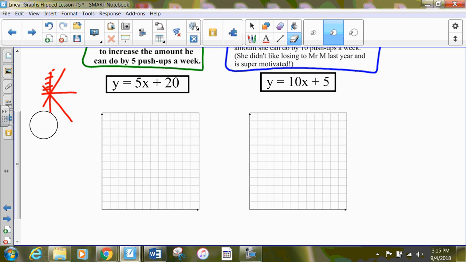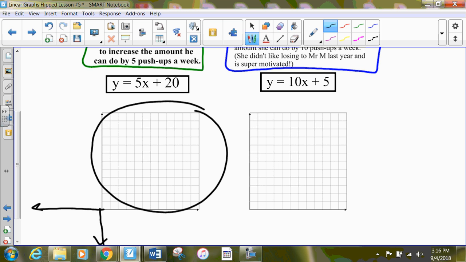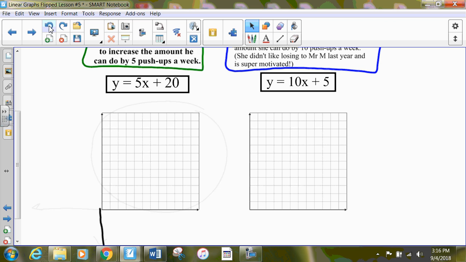First of all, you'll notice in a word problem, we only have part of the graph, right? Normally, our graph goes this way and this way, but we're only using the first quadrant because in the first quadrant, both the x and the y are positive. And in most word problems, we're just going to be looking at the positive parts. I can't do negative push-ups, right? And weeks can't be negative weeks. So that's why we're just in the first quadrant.